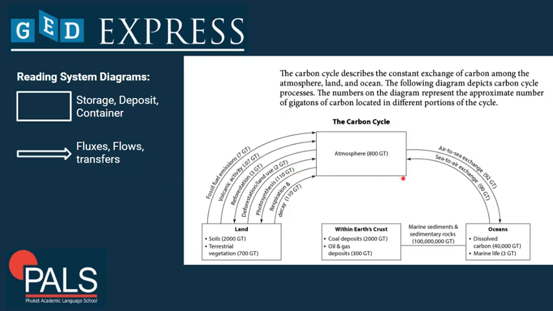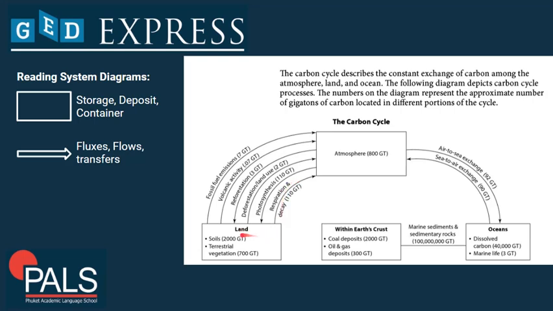We see 4 storages. We see the atmosphere that contains 800 gigatons of carbon. We see the Earth's crust that has coal, oil and gas deposits, storages. We see land, which consists of the storages soil and terrestrial vegetation like trees and other plants. And we have the ocean, which contains dissolved carbon dioxide and marine life. And then we have different fluxes in between these boxes or storages.